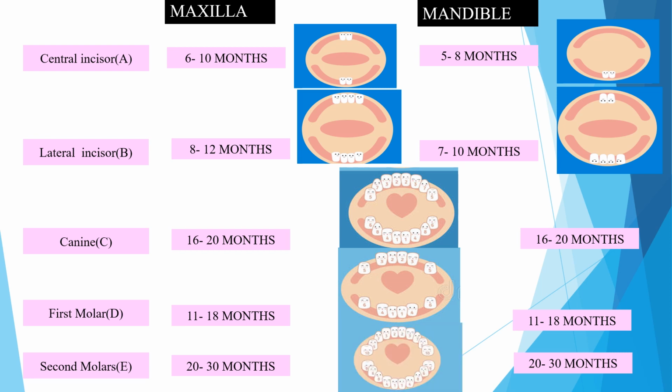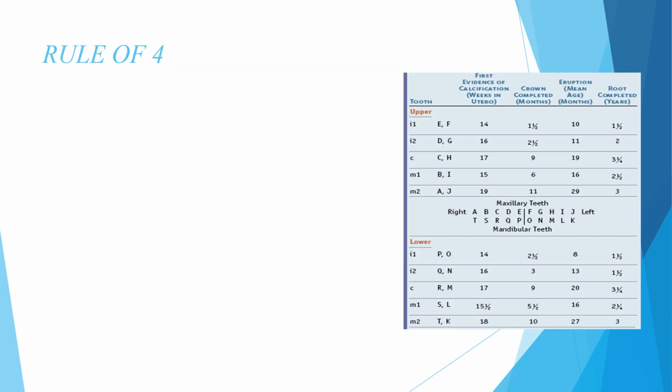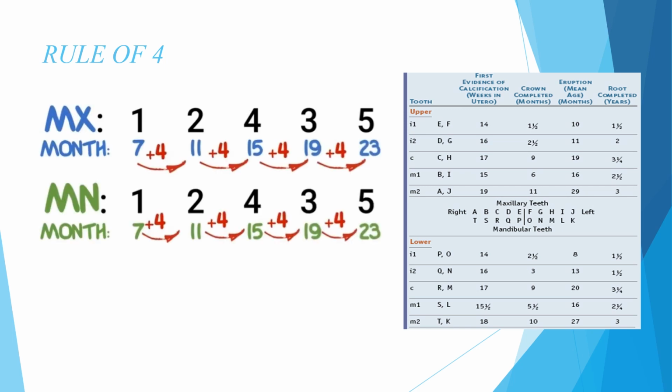Second molars will erupt around the month of 20 to 30 in both maxilla as well as in the mandible. To understand this easily, there is also the rule of 4, which helps to memorize the eruption age of primary dentition.